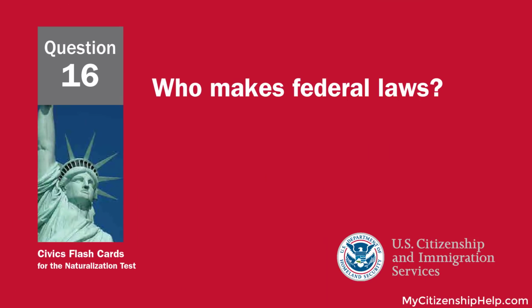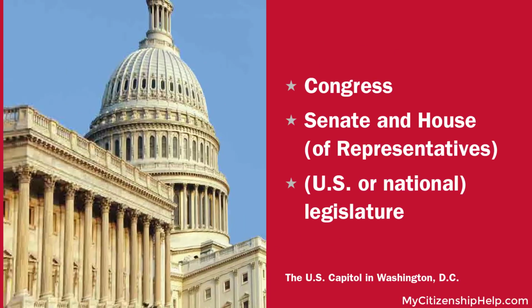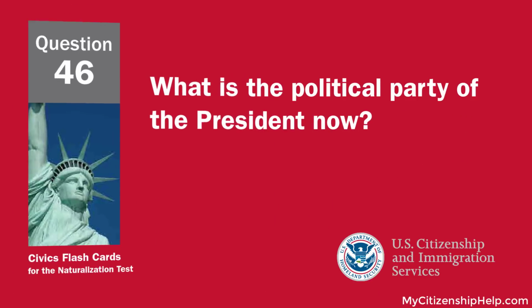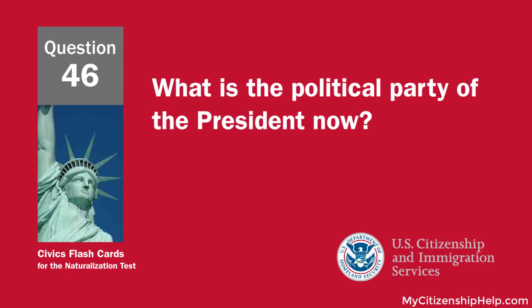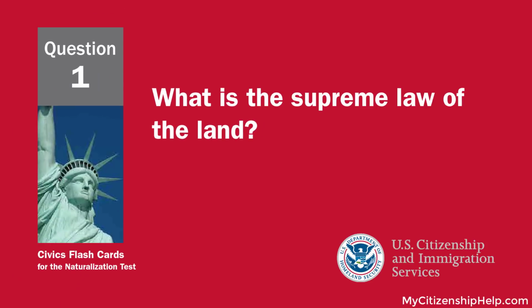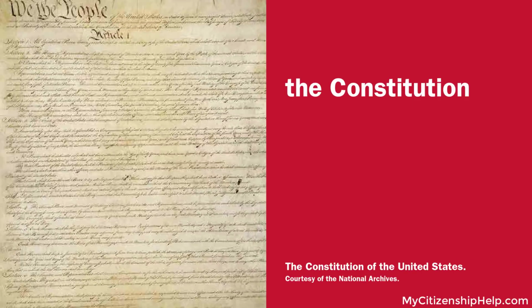Who makes federal laws? Congress. Senate and House of Representatives. U.S. or national legislature. What is the political party of the president now? Republican Party. What is the supreme law of the land? The Constitution.